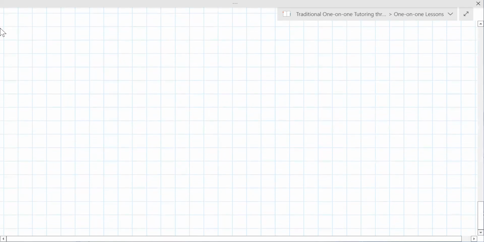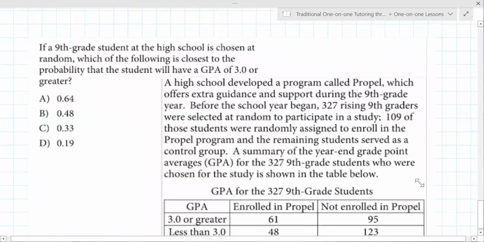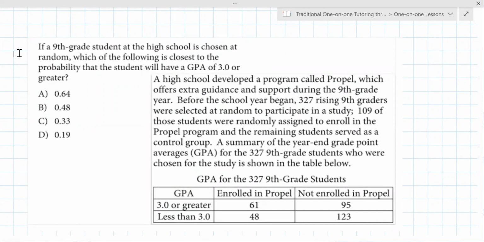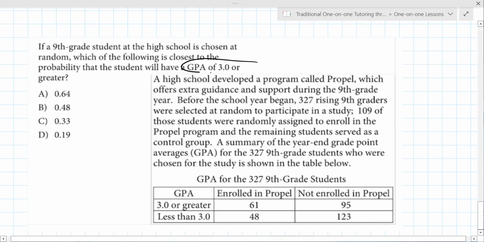All right, let's look at another question here. Different table altogether. As a reminder, there's a lot of words on the right, and I don't want you to read them unless you think you need to, but start up here. Go ahead and read this one out loud for us, and we'll see if you can do it by yourself. If a ninth grade student at the high school is chosen at random, which of the following is the closest to the probability that the student will have a GPA of 3.0 or greater? So we want to find GPA of 3.0 or greater. Where's that in this table down here?